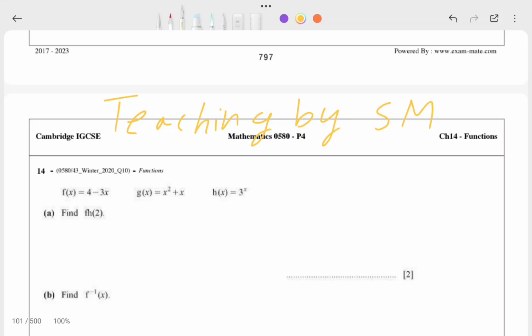I'm Malik. So today we will be solving Cambridge IGCSE Mathematics 0580 Paper 4, Chapter 14, Functions.